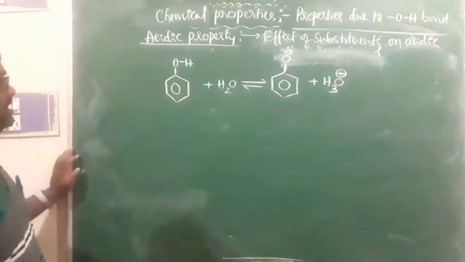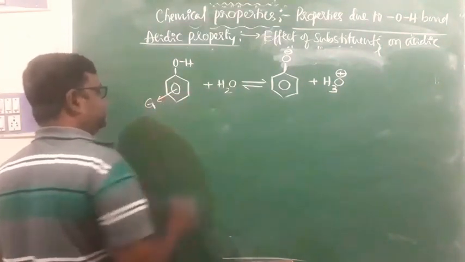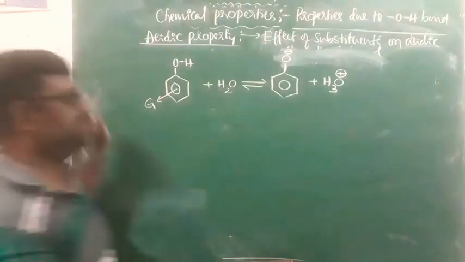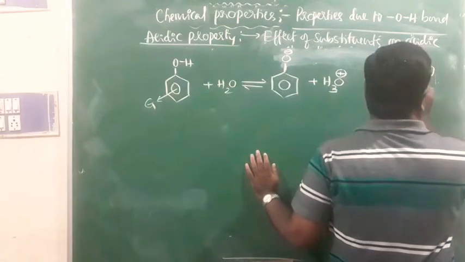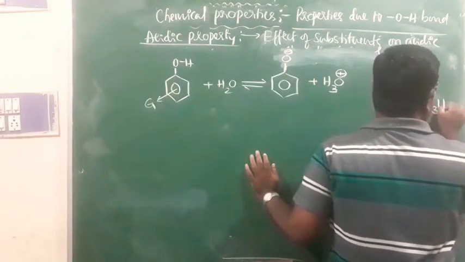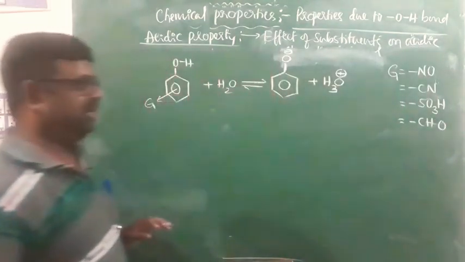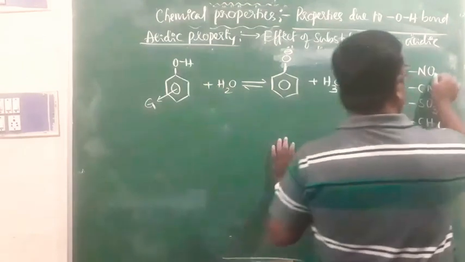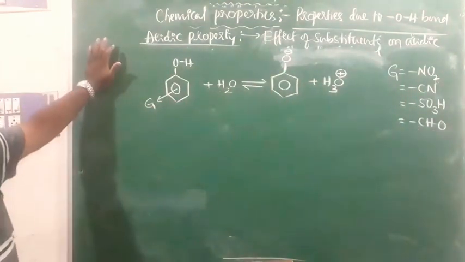Imagine I connect one electron withdrawing group like this, call it G. Say, for example, G is a nitro group, or it can be a cyano group, an SO3H group, or a CHO group. These are all electron withdrawing groups: NO2, nitro group, CN, SO3H, and CHO.